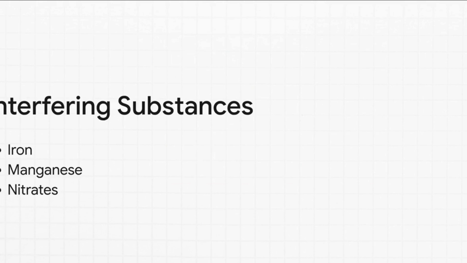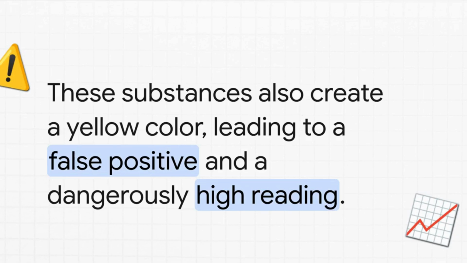And here they are, the main culprits. It turns out that other stuff, like iron, manganese, and nitrates, can often be found in water. And the big problem is they also react with that orthotolidine reagent. This is where things get really dangerous. These interfering substances create their own yellow color, which gets added to the color from the actual chlorine.